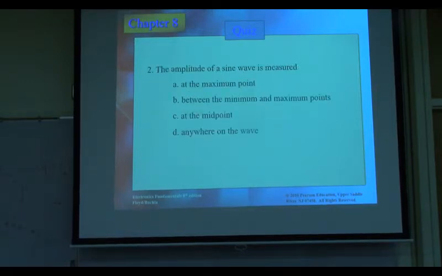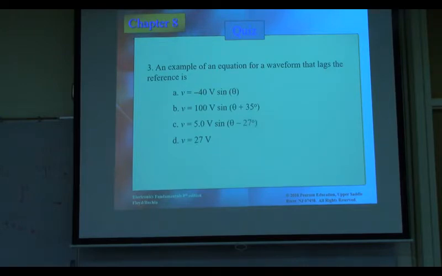Okay, next one. The amplitude of a sine wave is measured at the maximum point, between the minimum and maximum, or at the midpoint, or anywhere on the wave. If I give you a sine wave like that, with a maximum of 8, and I ask you what is the amplitude, it is 8, at the maximum point. It's too easy, right? Alright, next one. This one is a little bit harder.